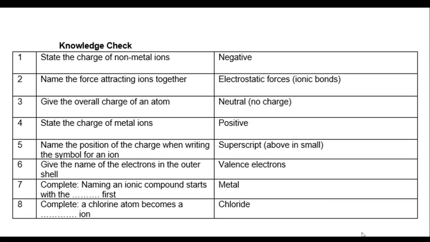Here are the answers. So for number 1, the charge of non-metal ions is negative. This is because they gain electrons when they become ions. Therefore, because they are gaining electrons that have a negative charge, they are gaining more negative charge.